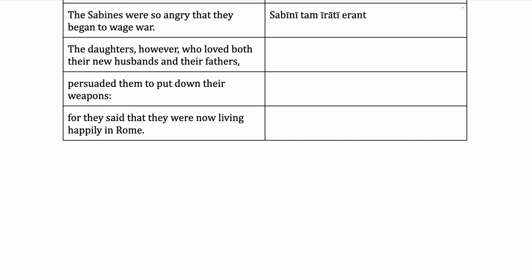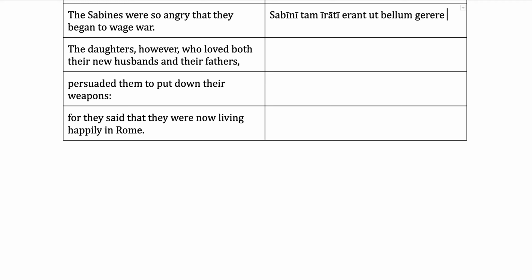So the Sabines were so angry. Or again, you could have fuerunt if you wanted the perfect tense. They were so angry that, and the word which introduces the result clause itself is ut. So they were so angry that. And then the verb they began we'll leave to the end. So let's do wage war, which is bellum gerere. That's a sort of fixed idiom, to wage war, bellum gerere.